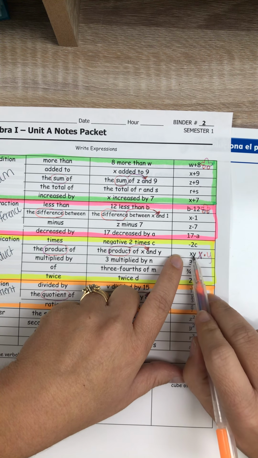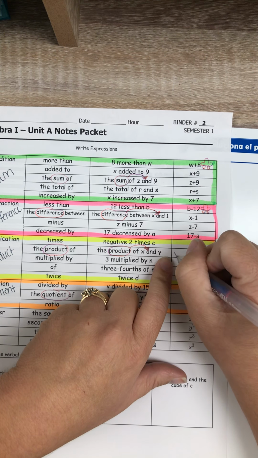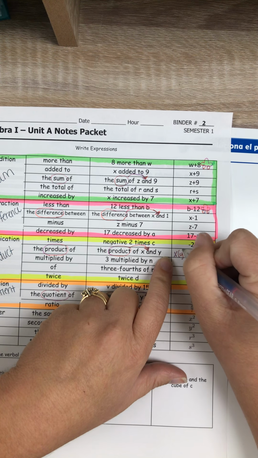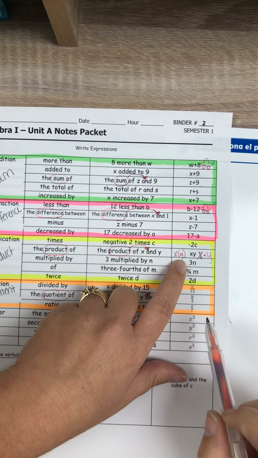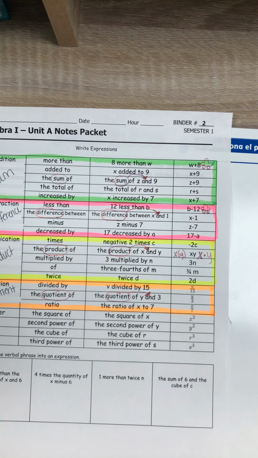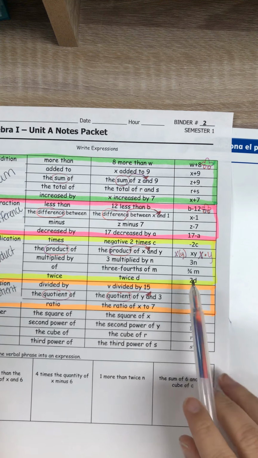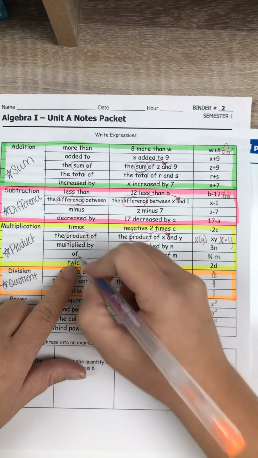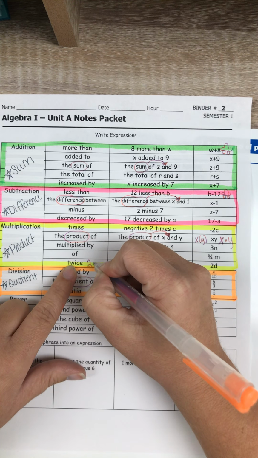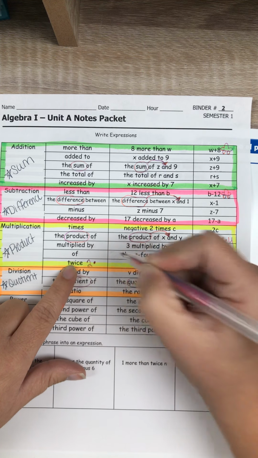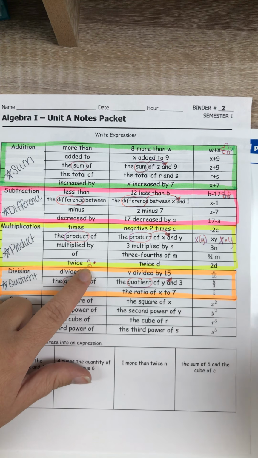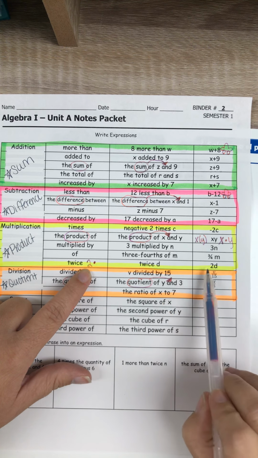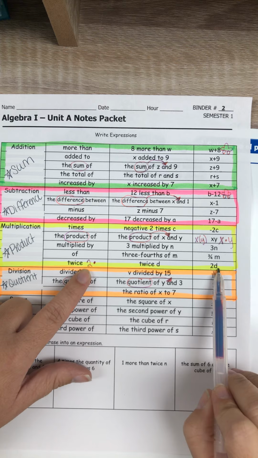You could set them side by side, or you could use parentheses to represent multiplication, like x parenthesis y. But you cannot use an x anymore for multiplication because it looks too much like the variable x. The word "twice" means 2 times. So I'm going to put that dot there, 2 times the amount. So "twice D" means 2 times D.